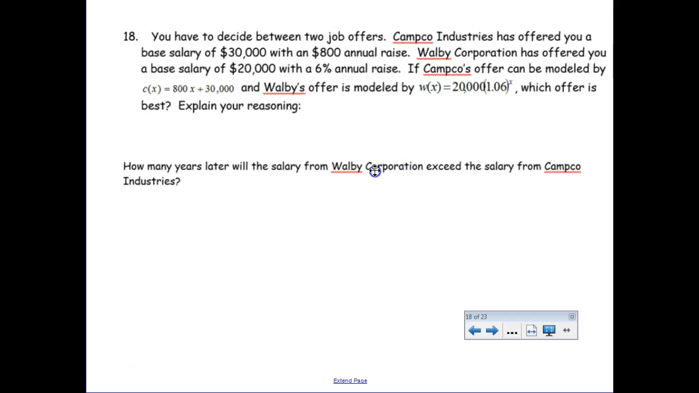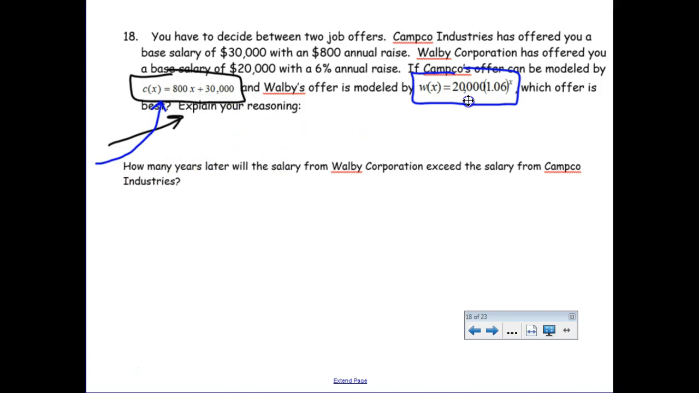All right, the job offer question. We've seen this quite a bit, especially on our tests back in the winter. I give you 2 models representing the job offers from Campco and Walby. Here's Campco, and they have this flat raise idea: you start at 30,000 and they're going to give you a flat linear raise of 800, so it's going to grow like this. And then there's Walby, which starts off with less money, 20,000, quite significantly less, right? But it's going to grow exponentially, so you're going to see this shape.